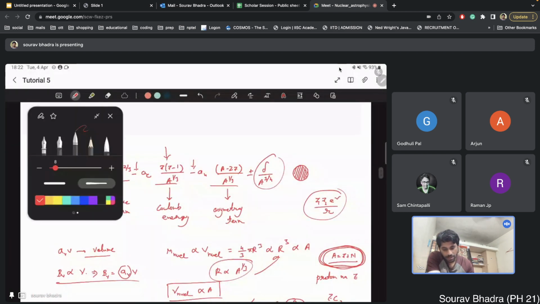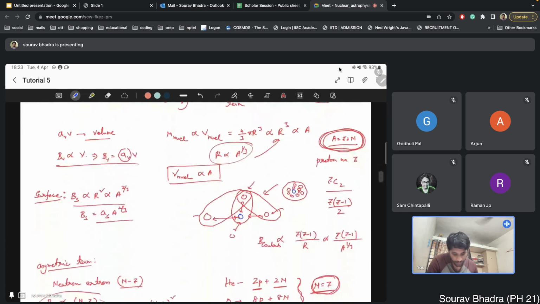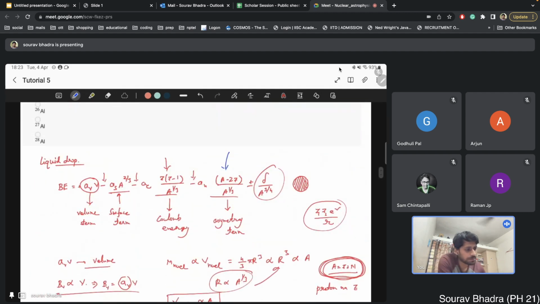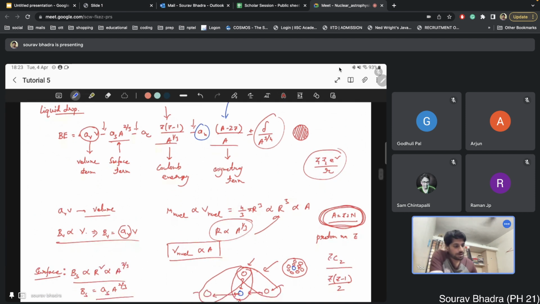If I go back to the asymmetric term, you can see here that (a minus 2z) by a will be there. So I think I have written it wrong. Yeah, it is a, sorry. So the (a minus 2z) by a term will be there, and a_a is the constant related to this particular term. Now all these three, the surface, the Coulomb, and the asymmetric term, were corrections of the binding energy. Now coming to the fourth term, that is delta by a to the power 3/4.